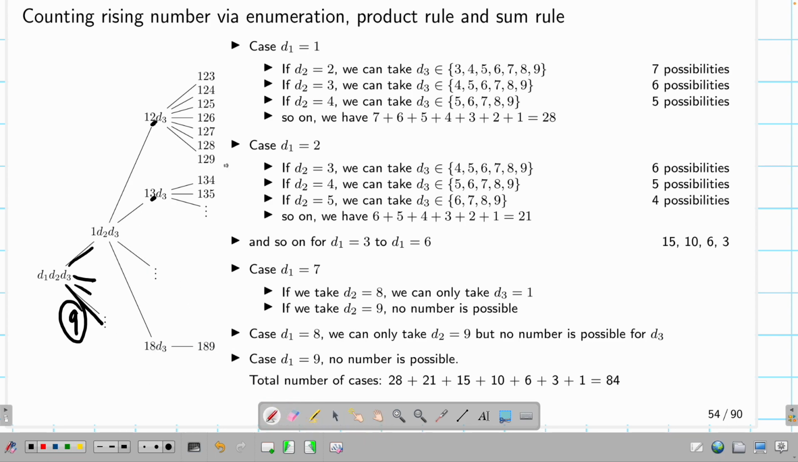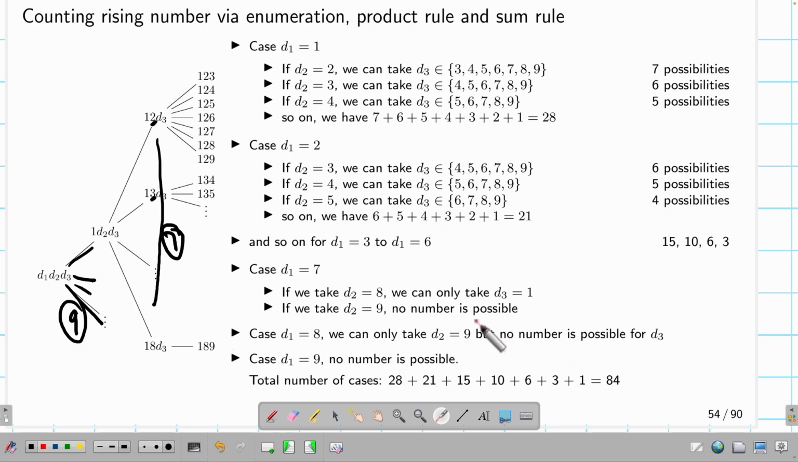So how many branches are there? Well, there are 7: 1, 2, 3, 4, 5, 6, 7. So for the second digit here, we have 7 branches. And lastly, what about here? Here are all the possible D3, starting from 3 to 9. And then if I start D2 with 3, we can do the same thing, and here are all the possibilities. After you find all their common patterns, you will find that the total number of cases will be 28 plus 21 plus 15 plus 10 plus 6 plus 3 plus 1, equal to 84. So this is the way you count it.